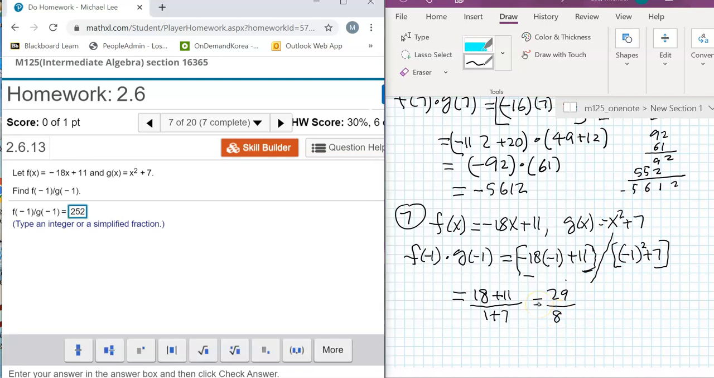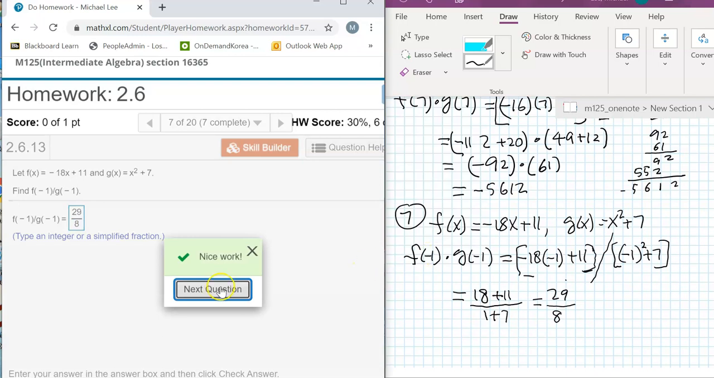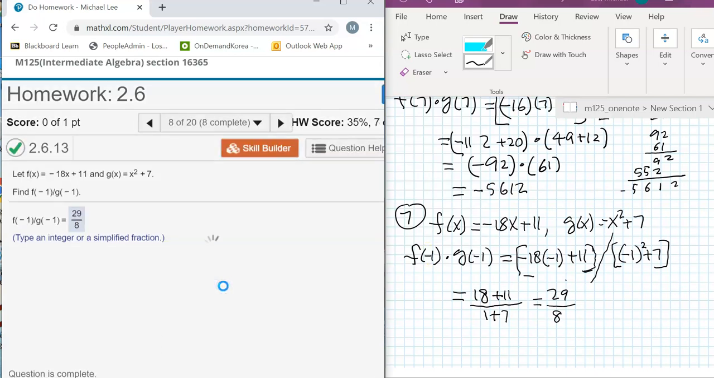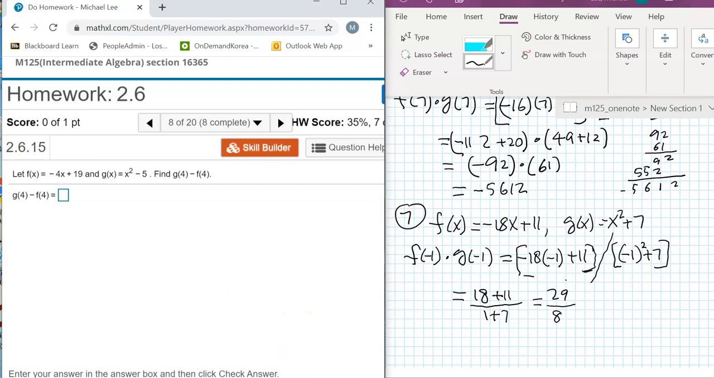So let's try 29 over 8. So fractions are put like that, 29, and then over 8. Okay, so we check the answer. Okay, so if I hit enter, what happened? Okay, so that's the correct answer. Next question.